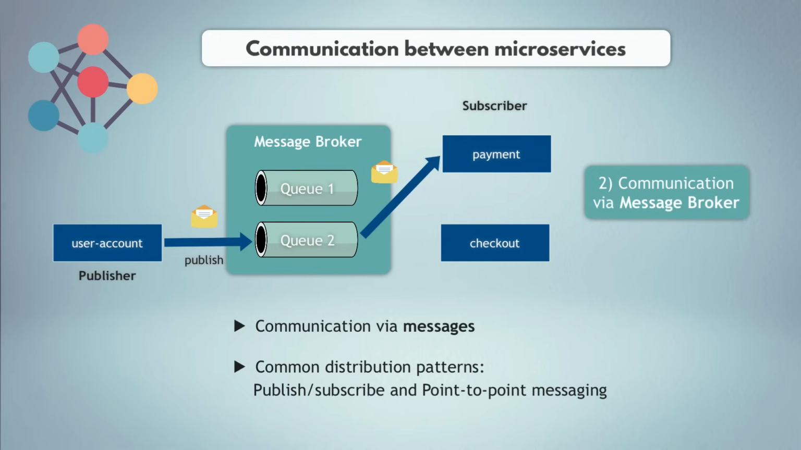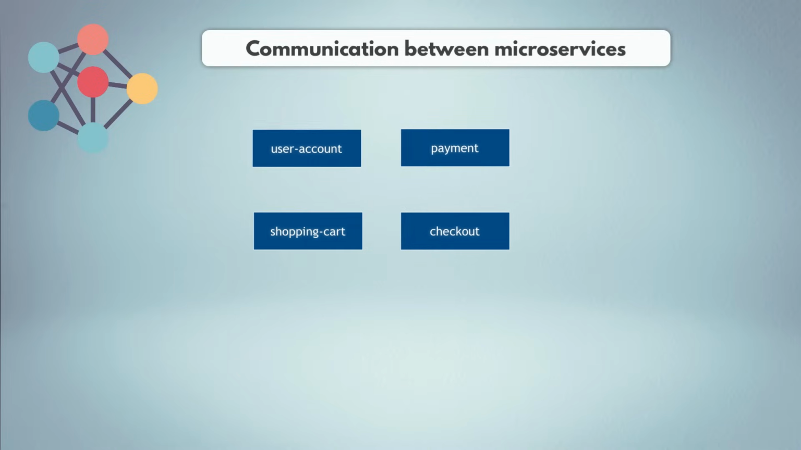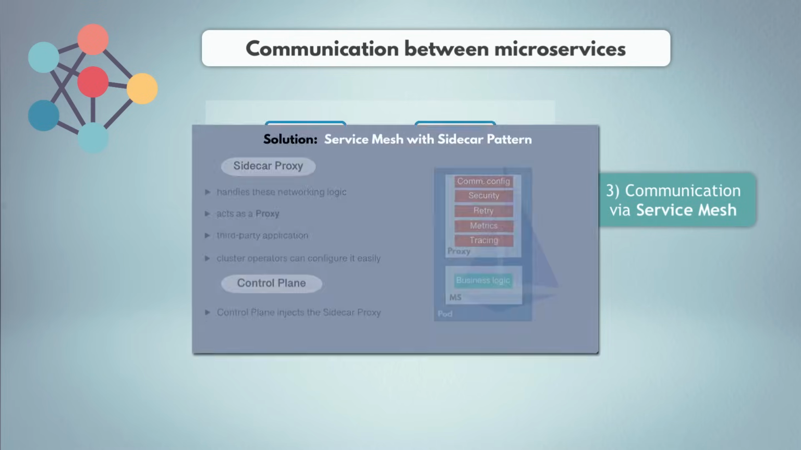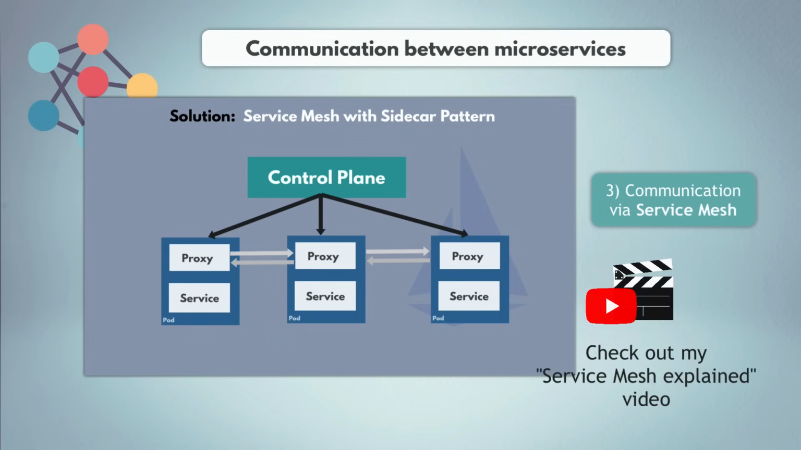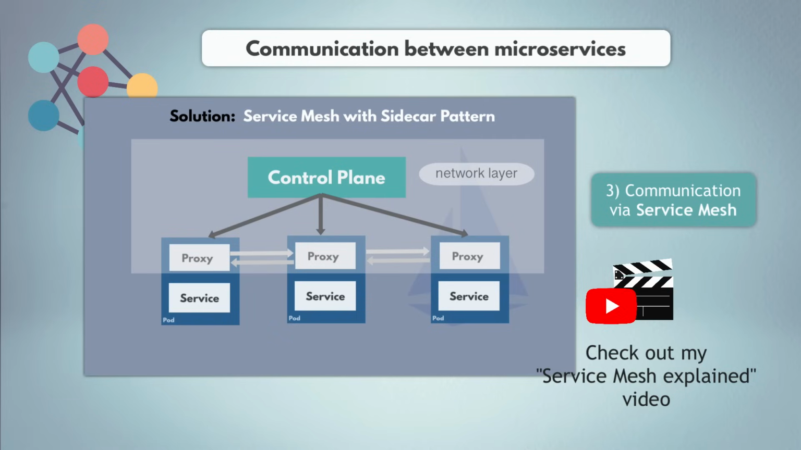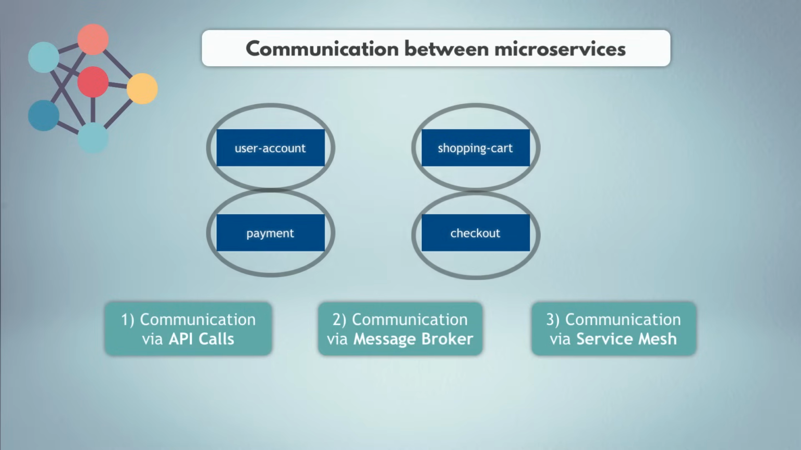So again, user account will send the message to the broker saying, please pass this message on to the payment service, and message broker will then forward that message to the payment service. And a third way of communication between microservices, which is becoming pretty popular, especially in the field of Kubernetes, is using a service mesh. With service mesh, you have kind of a helper service which takes over the complete communication logic, so you don't have to code this logic into the microservices and have this communication logic kind of delegated to this external service.